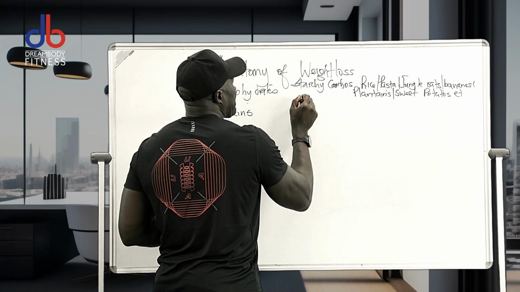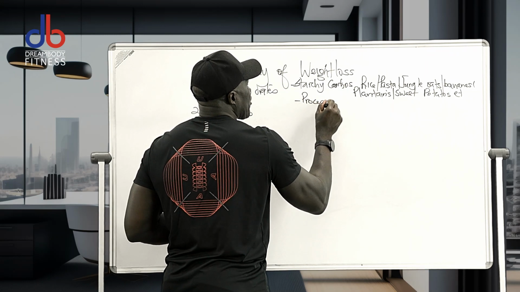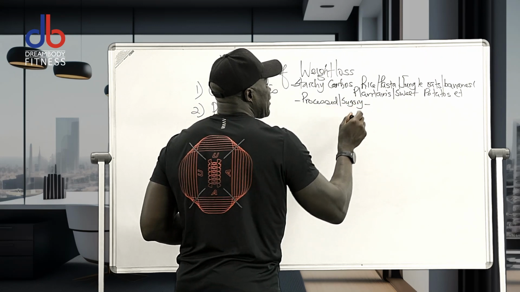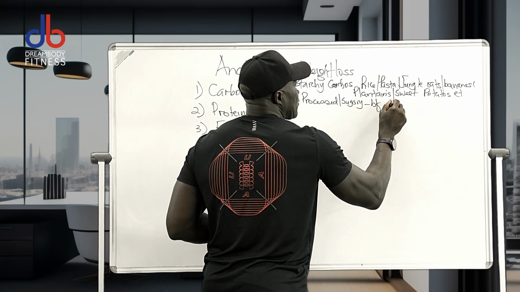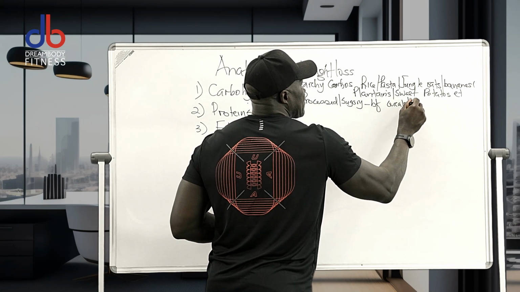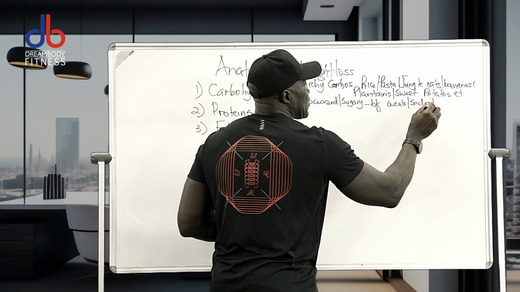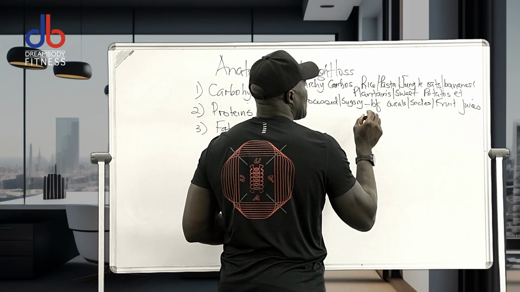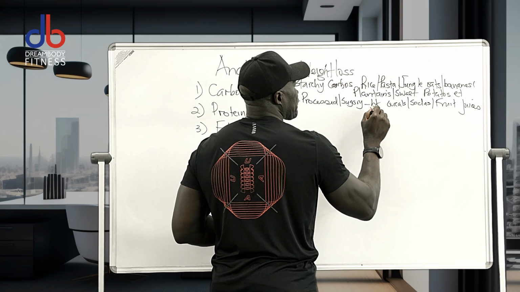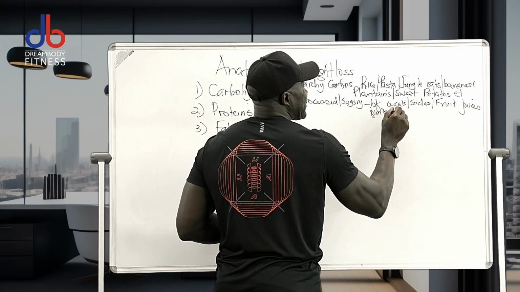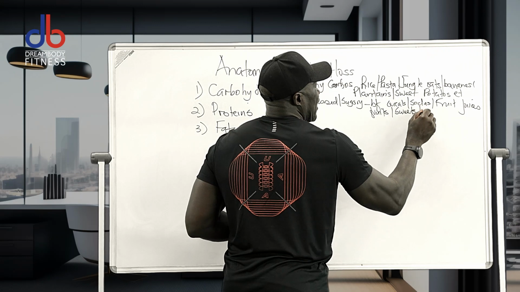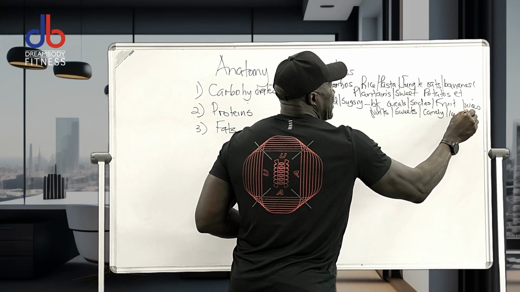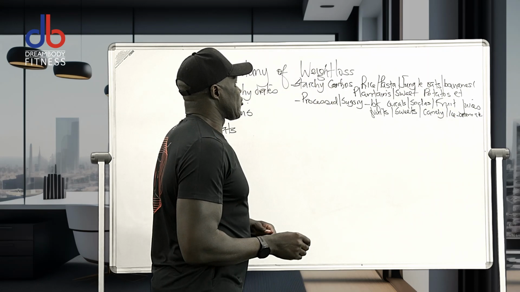Then we have what we call processed or simple carbohydrates. This, in simple terms, is what we call sugary carbs. These are your breakfast cereals, your sodas, your fruit juices, your fruits, your sweets, your candy, ice cream, among many other things. These are normally our poison of choice.